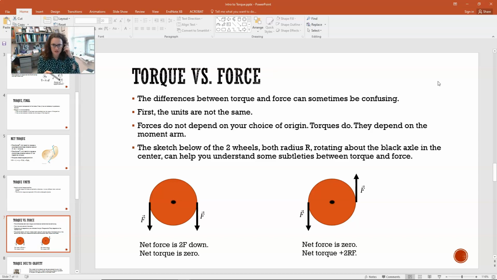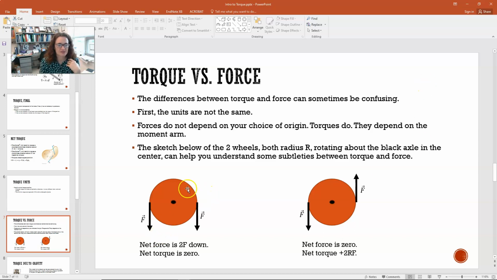Another example of how torques and forces are different is exemplified by this sketch I've got here below. Here we have 2 wheels, and both of those wheels have the same radius r, and both of these wheels have 2 forces acting on them. All the forces that you see here in the sketches are of equal magnitude, okay? But one of these wheels has a net force of 0, and one of the wheels has a net torque of 0, okay? So let's look at the one on the left.